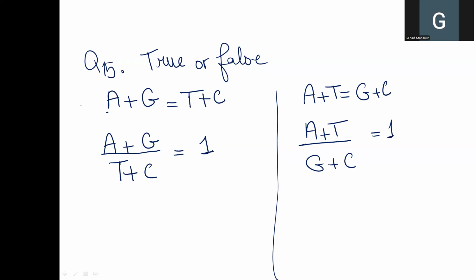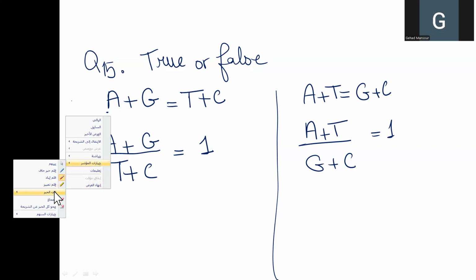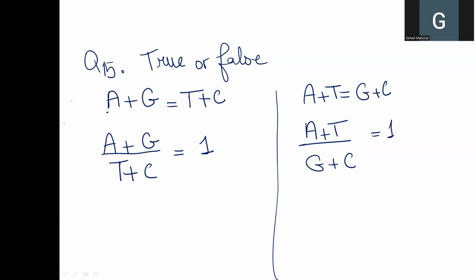Of course, if the first statement, A plus G equals T plus C, is correct, then definitely the second one will be correct. Because if A plus G, the left side of the equation, equals the right side of the equation, then if you divide them by each other, the resultant will be equal to 1. So is it true? Let's see what we know about the facts of complementary base pairing.